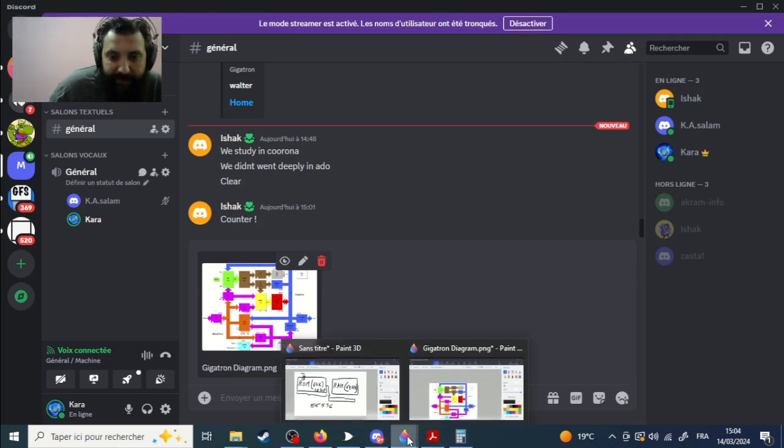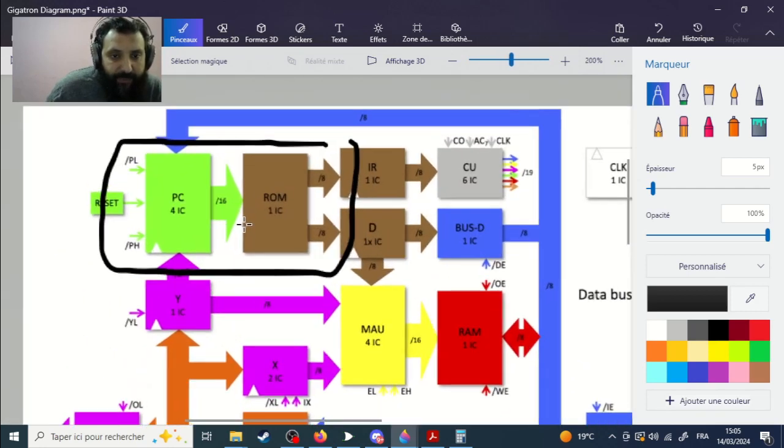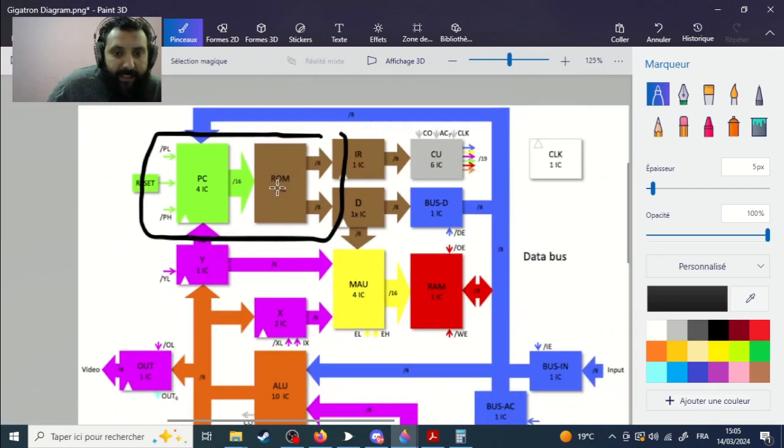Okay, I will explain it differently. We have this part, which is a counter, and the counter is directly connected to our ROM. That means each 16 bit value here will be the address of the ROM.